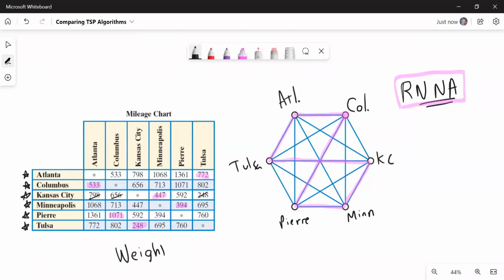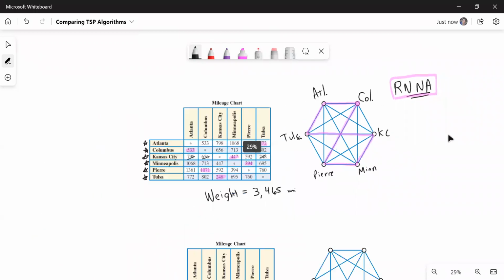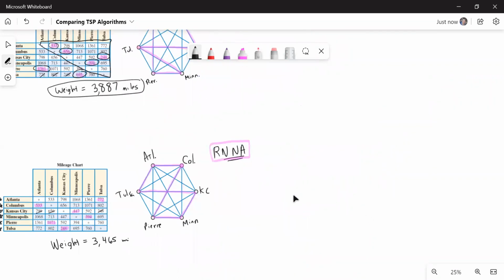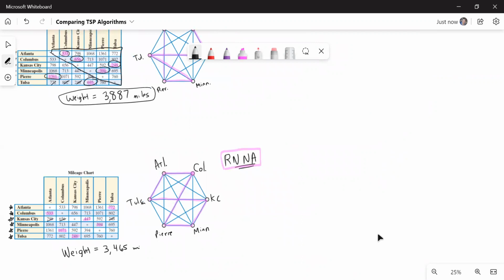I am getting a total weight of 3,465 miles. So you can see already that between the 2 methods, if I start at Columbus rather than Atlanta, I'm saving over 400 miles. So to finish this, what you would do is try starting at Kansas City, then try starting at Minneapolis, then try starting at Pierre, and lastly, try starting at Tulsa. I'm going to be asking you a few questions about those, and then you would choose the best of those 6 and see what that yields.